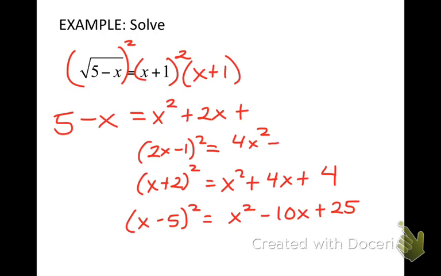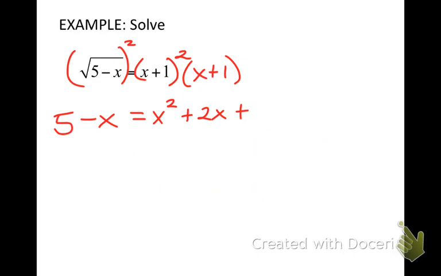Negative 4x. Minus 4x, and your last term would be positive 1. Right. See how it works? That's just what I kind of do in my head. You're welcome to FOIL it out if you want. All right, so back to the problem.